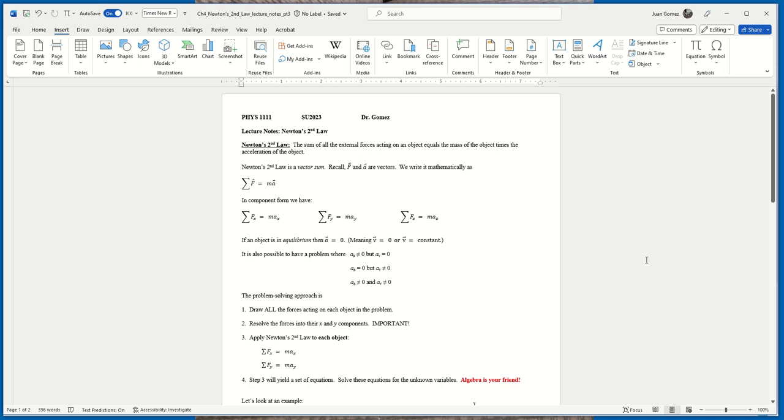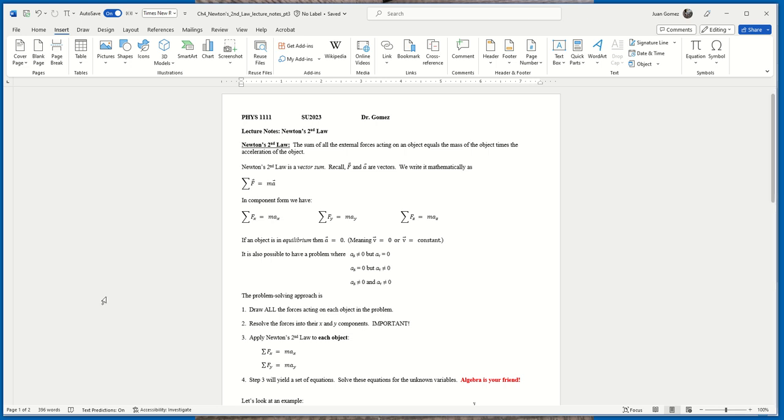Greetings, everybody. This example will hopefully indicate the vector nature of Newton's second law and how to break one or more forces into its x and y components, and then apply Newton's second law in both the x direction and in the y direction.